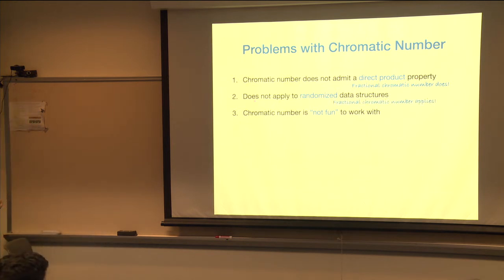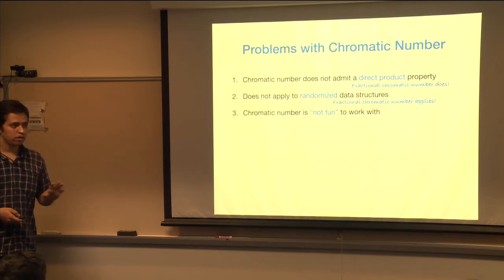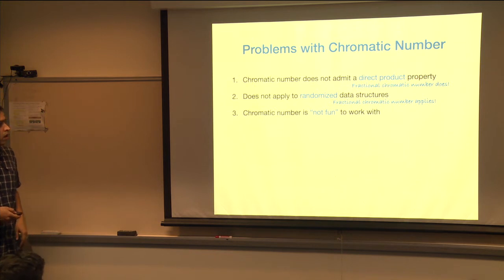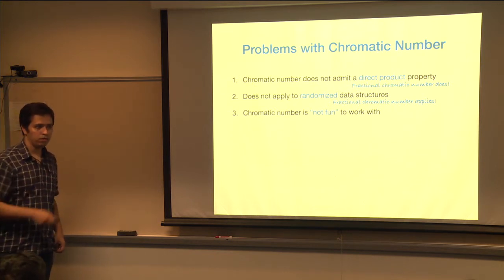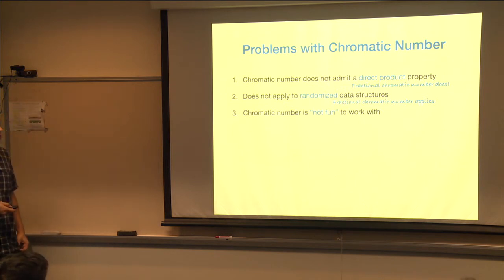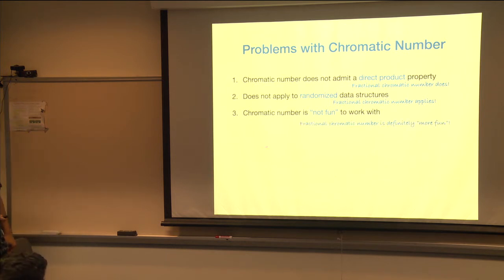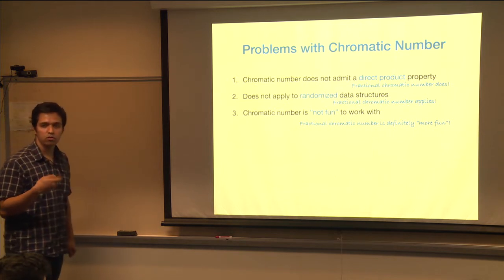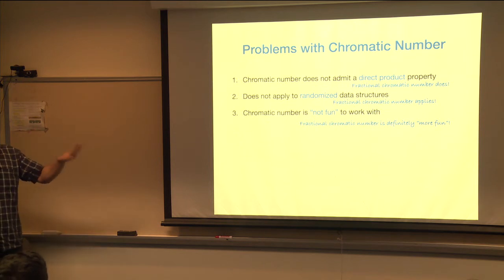Okay? The chromatic number does not apply to randomized data structures. You can actually use fractional chromatic number to even lower bound randomized data structures. And this requires an argument. It's not trivial, but it's not hard. In fact, the argument is very similar to the easy direction of Yao's min-max principle. And chromatic number is, okay, not fun to work with. This is easier to work with. Okay, fractional chromatic number, there is a good reason that it is easier.